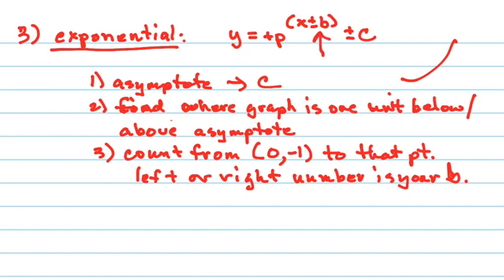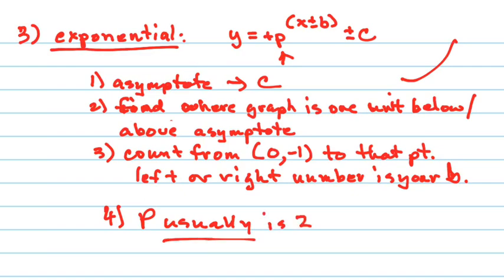Now, they were pretty nice to you. What did they always use? What did they usually make P? 2. Yeah. But it could be 3, but usually it's 2. And I don't think they'll stray very far from that. Okay?